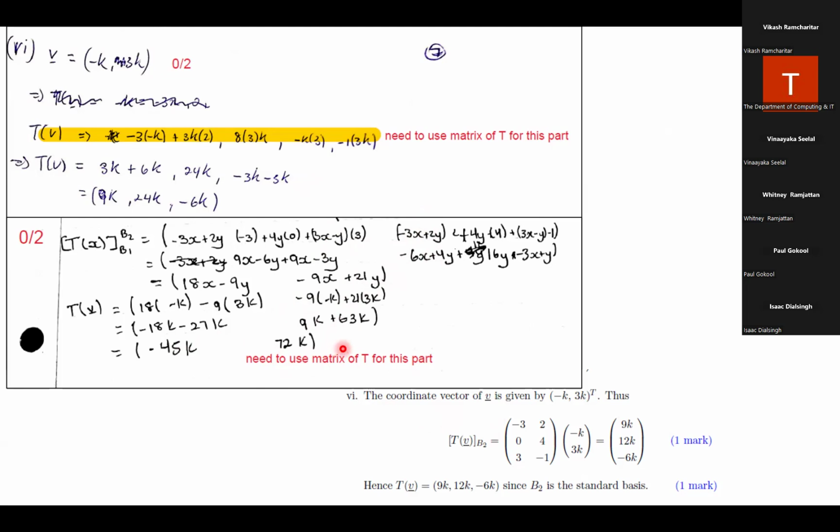So even if they arrived at the correct answer, you see this one, they almost arrived at the correct answer. This 24 here was supposed to be a 12. But even if they arrived at the correct answer, you can't give that mark, right? Because they didn't do the method that was specifically asked for.